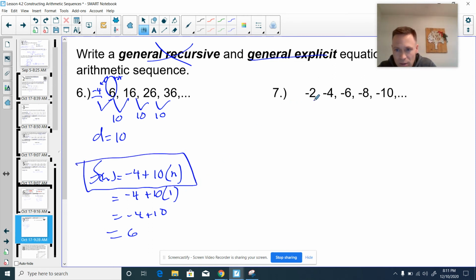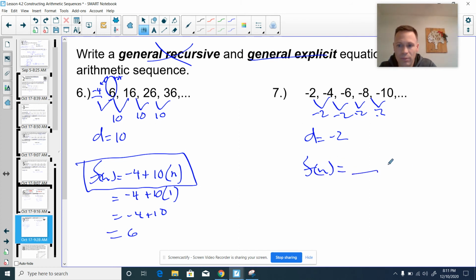Same thing here. Common difference, minus 2, minus 2, minus 2, minus 2. So we're subtracting 2 each time. So d is equal to negative 2. My function would then be equal to f of n. I've got to fill in that first term, right?